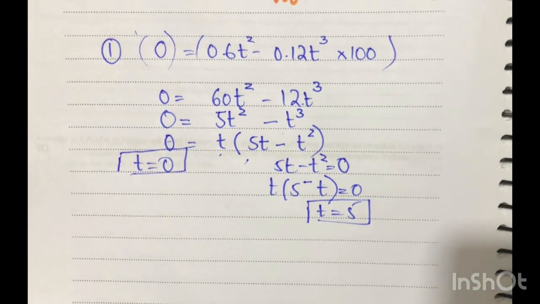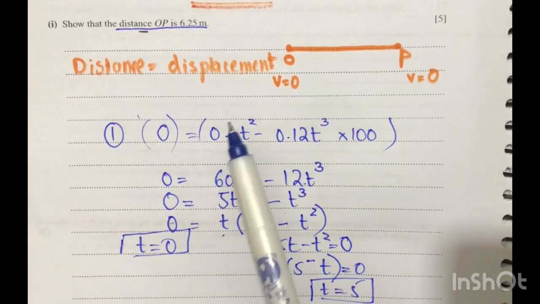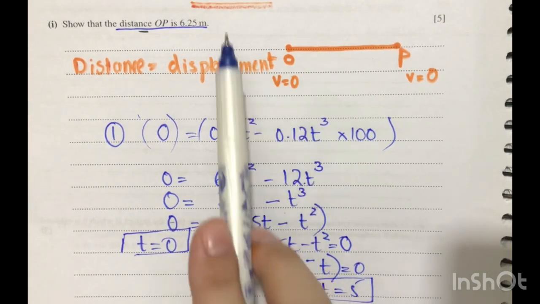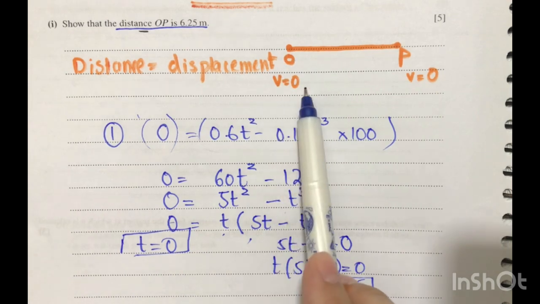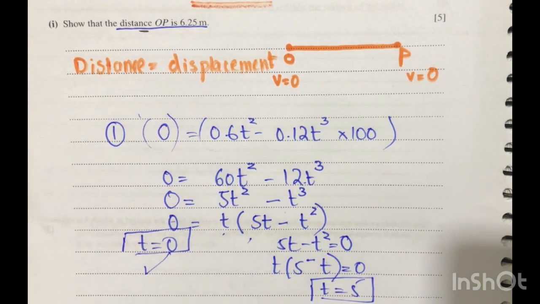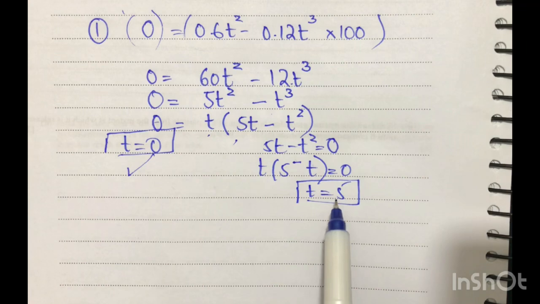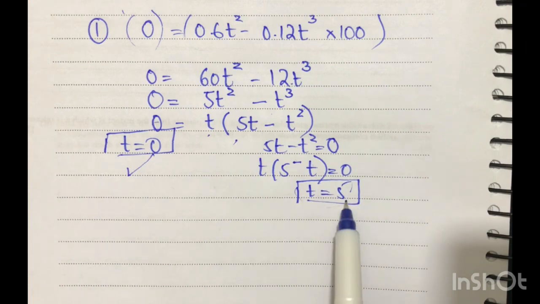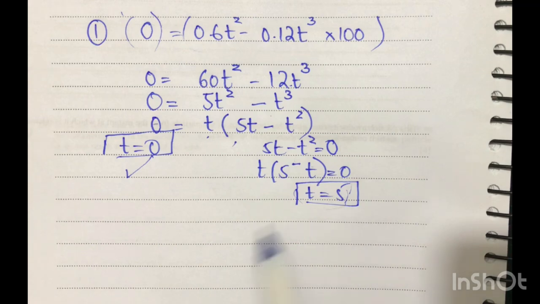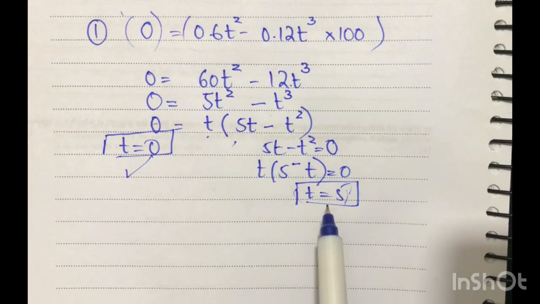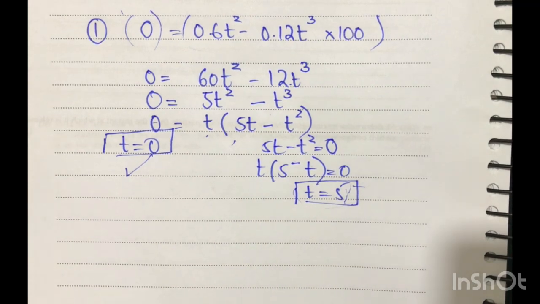This corroborates with the question, since velocity is also equal to 0 when starting from point O. So when time is 0, velocity is 0. This is true. And at another point, when 5 seconds have passed, velocity is equal to 0 again. So this means that the particle reaches point P after 5 seconds.